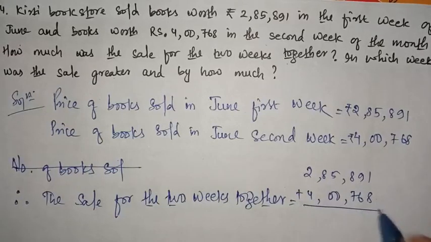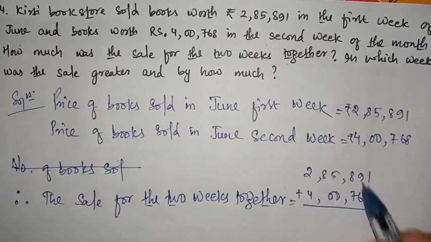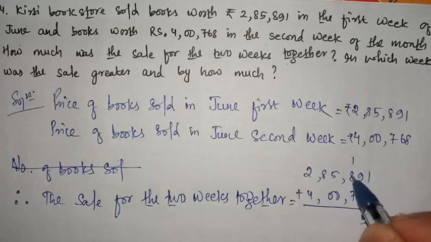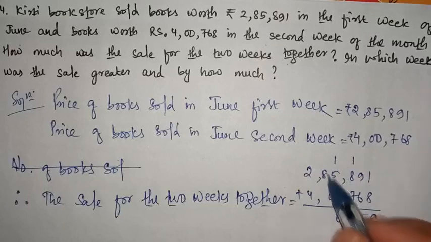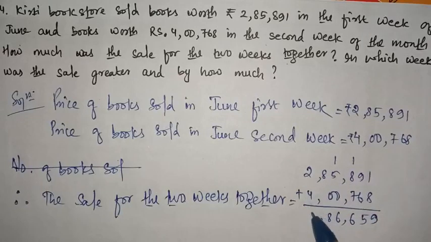The value will be 8 plus 1 is 9, 9 plus 6 is 15, 1 in hand, 1 plus 8 is 9, 9 plus 7 is 16, 1 here again, 1 plus 5 is 6, 8 plus 0 is 8, 2 plus 4 is 6. So it is 6,86,659 rupees they have earned altogether.